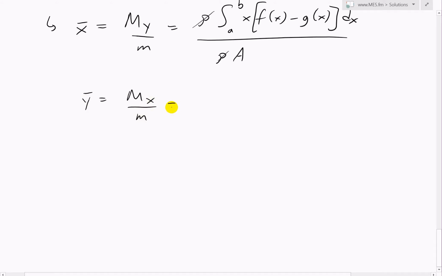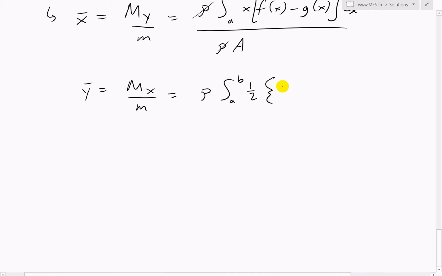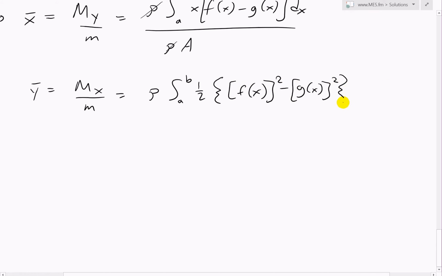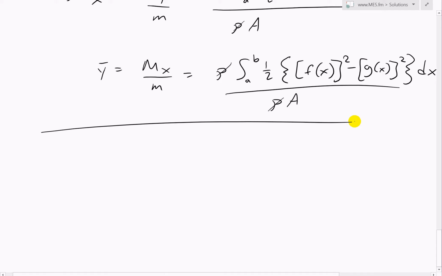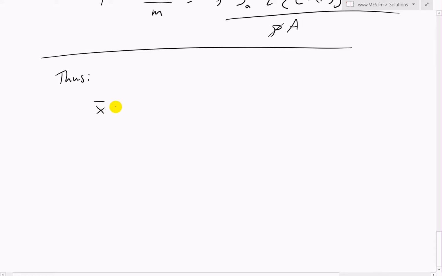So Mx, the y coordinate for the center of mass, is the total moment about the x-axis divided by the mass, which equals 2 rho times the integral from a to b of 1/2, and then we have f of x squared minus g of x squared dx, and then divided by the mass, which is the density times the area. And again, these cancel.